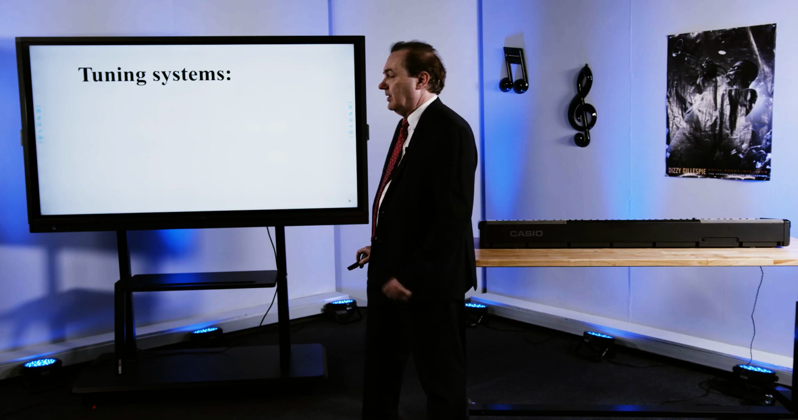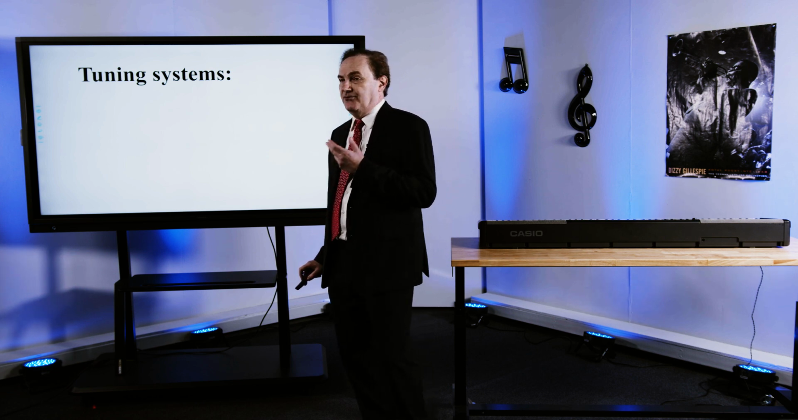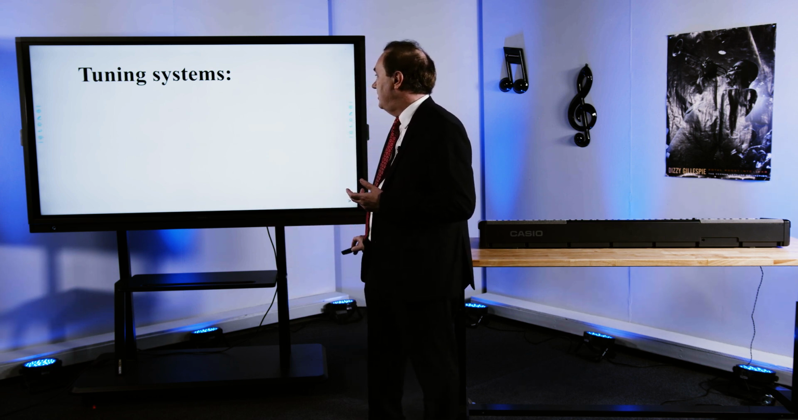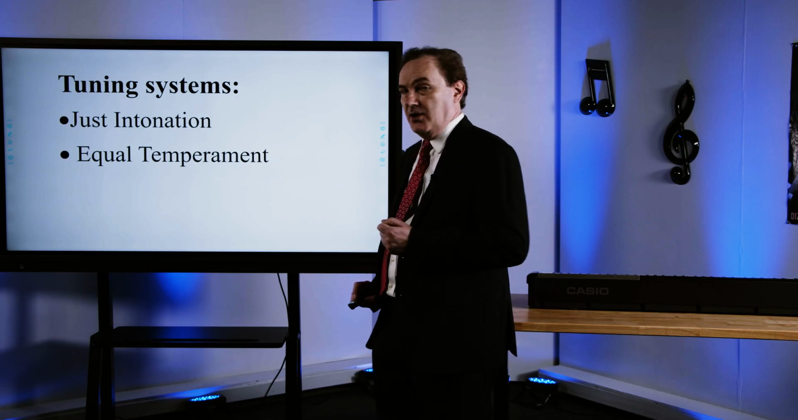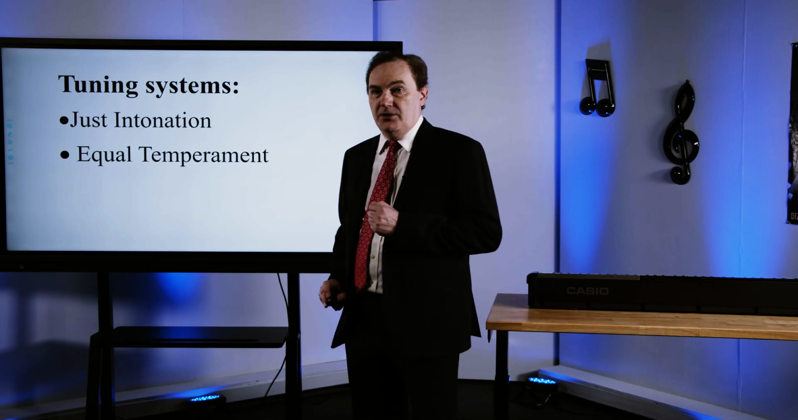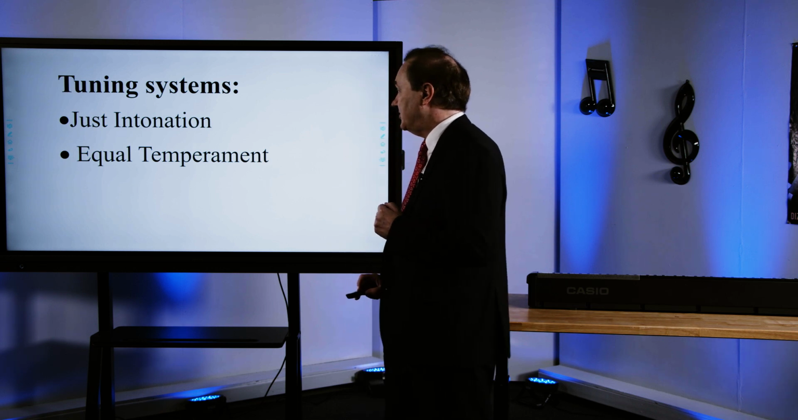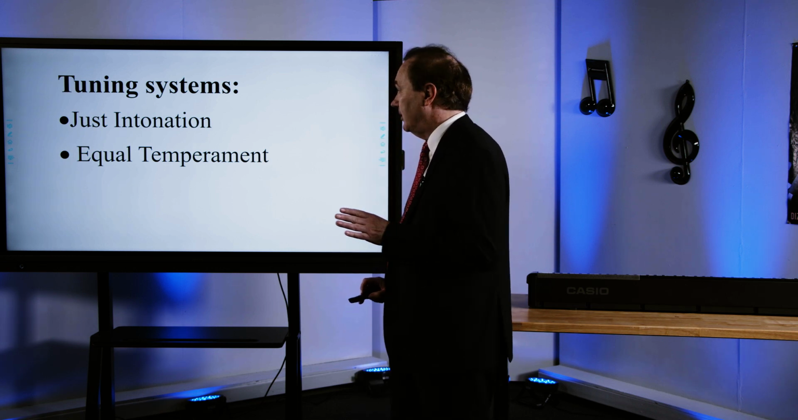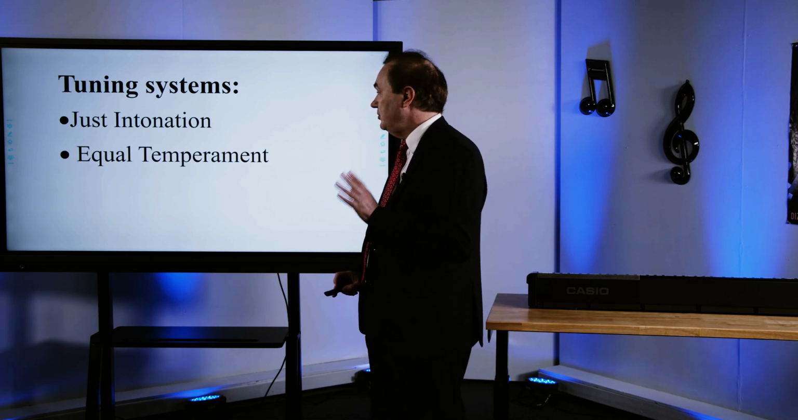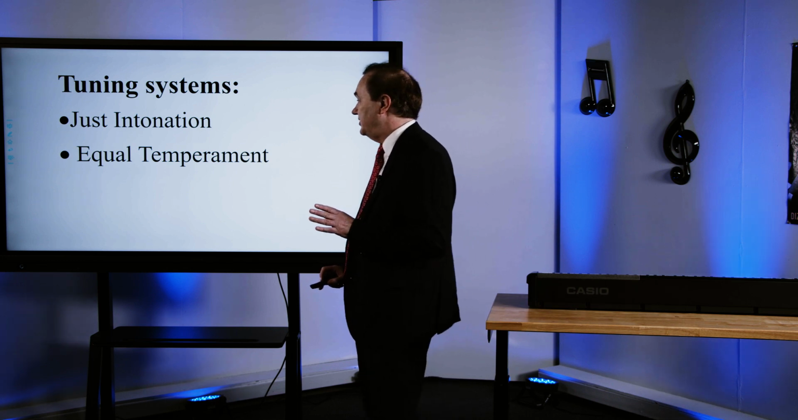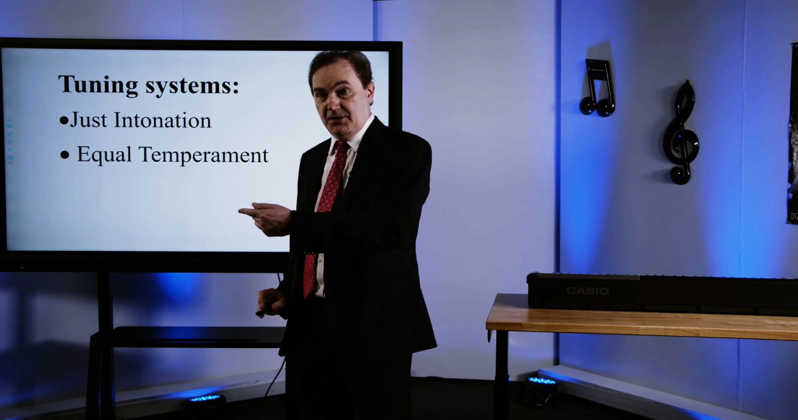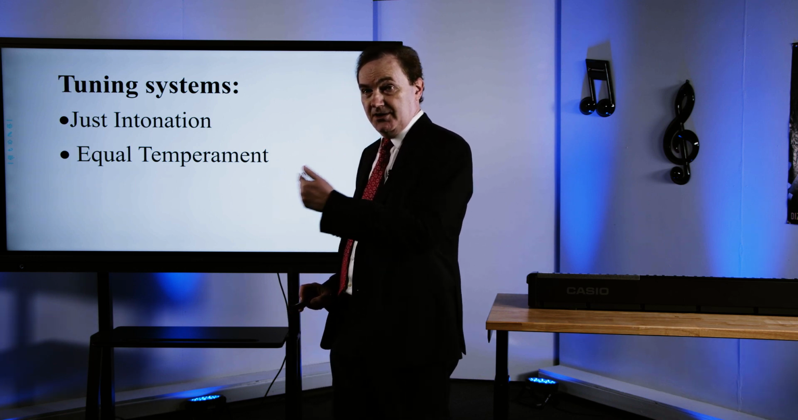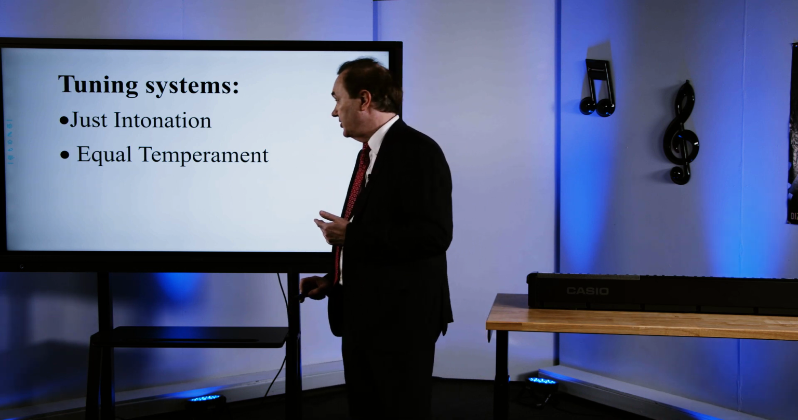Tuning systems are systems for determining the pitch of each musical note in the system. There are 2 major systems that have been used historically. Others have been used as well, like Pythagorean tuning, but the 2 most important historically are just intonation and equal temperament. So those frequencies that I was just using a moment ago for C1 and C4, that's in just intonation.